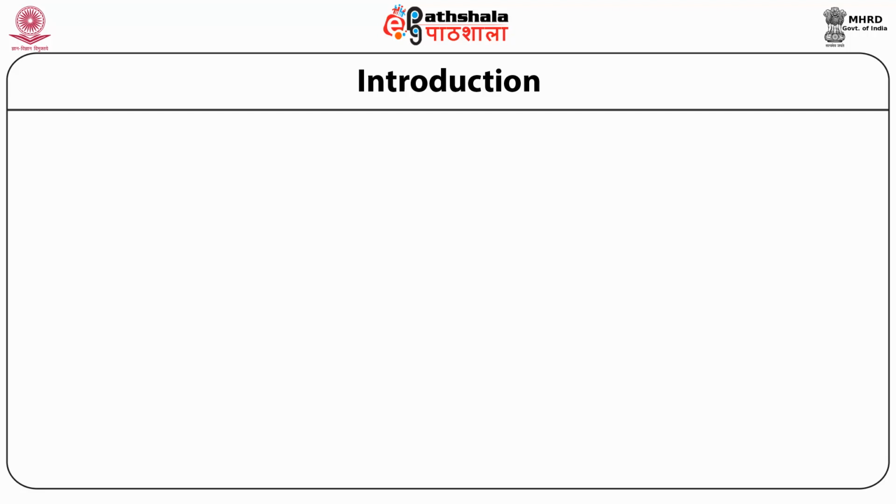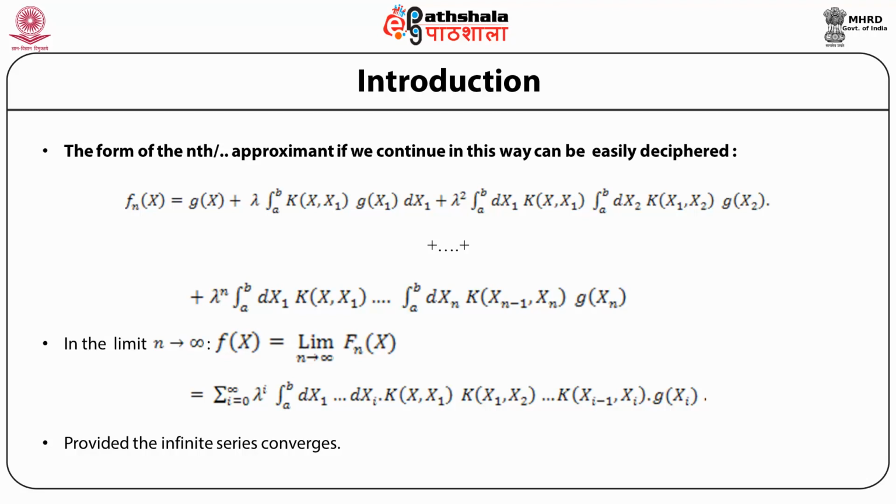Now from this zeroth order term, first order term and the second order term, we can discern what the general term will be. The form of the nth approximant, if we continue in this way, is easy to decipher, and we obtain fn(x) equal to g(x) plus lambda times the integral from a to b over x1, the integrand being k(x, x1) g(x1), plus lambda squared, the product of two integrals: one integral over dx1 involving the kernel k(x, x1), multiplied by the integral from a to b over dx2 of the kernel k(x1, x2) multiplied by the function g(x2).